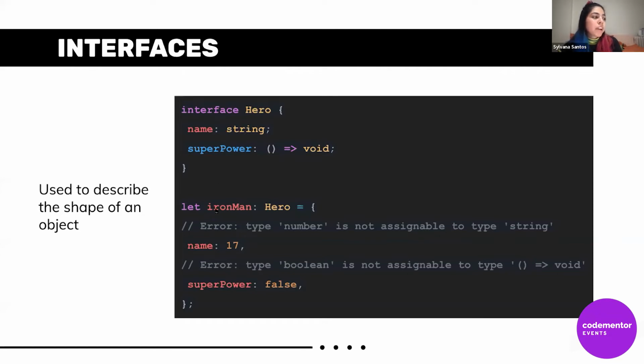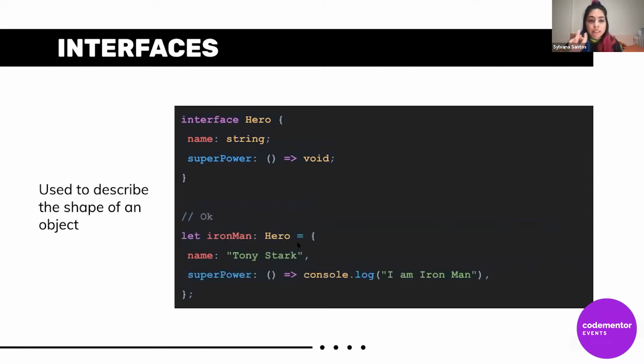So then I could create a variable named Iron Man, and I could say the type for Iron Man is hero. So if I try to set Iron Man to an object whose name is 17, TypeScript is going to yell at me. It's going to say, you told me that hero has a property named name, and that value should be a string, but you're trying to set it to a number. Similarly, if we try to set superpower to false, TypeScript is going to say a Boolean is not a function. This is not correct.